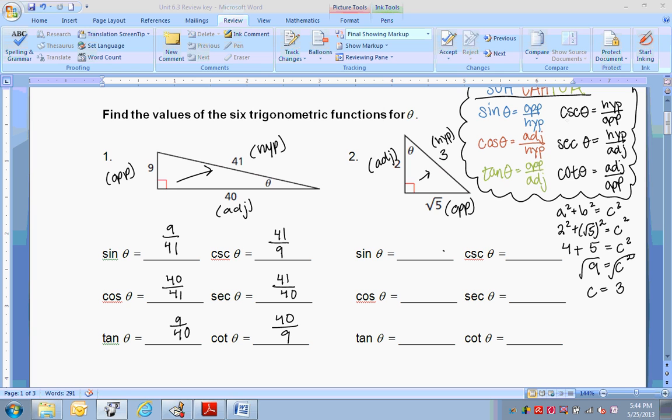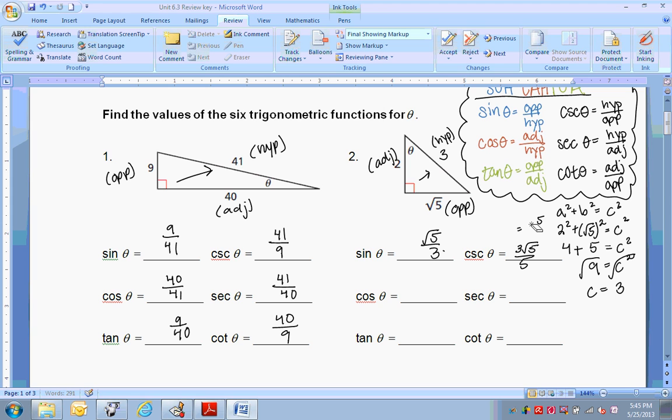Our sine is always opposite over hypotenuse, so that will be the square root of 5 over 3. Since cosecant is the flipped version of that, that's 3 over the square root of 5. We don't like having a radical on the bottom, so we multiply the top and the bottom by the square root of 5. When we do that, we end up with 3 times the square root of 5 on top, and just 5 on the bottom. So our cosecant is 3 times the square root of 5 over 5.